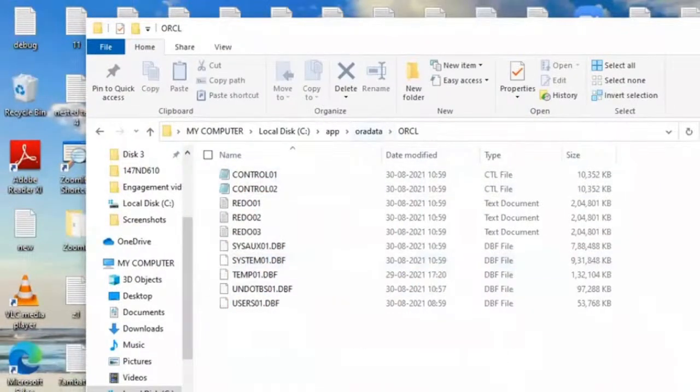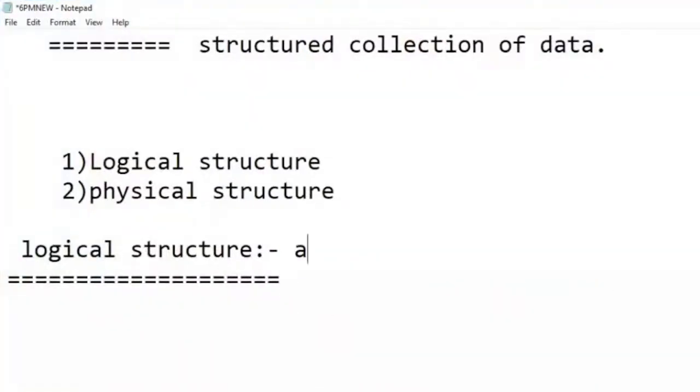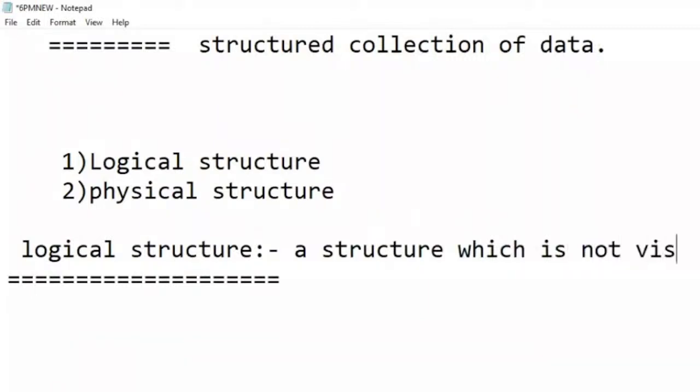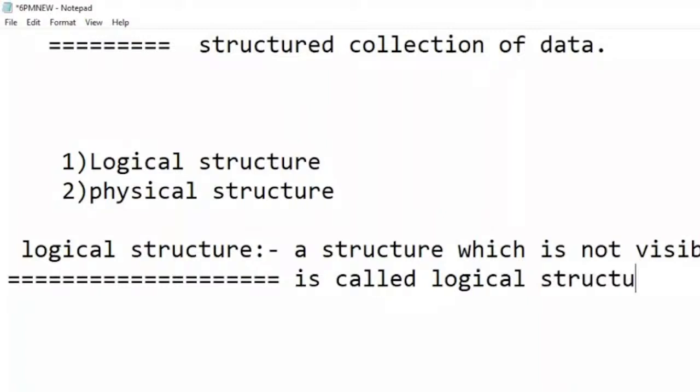That is visible in a database, okay, I agree, but unfortunately that is not visible in the operating system. That's why what a logical structure means, don't write it, a structure, a database structure, don't worry, a structure which is not visible in the operating system, in OS, is called the logical structure of the database. That's why when you create a table, we are unable to view it in the C drive, D drive like that.